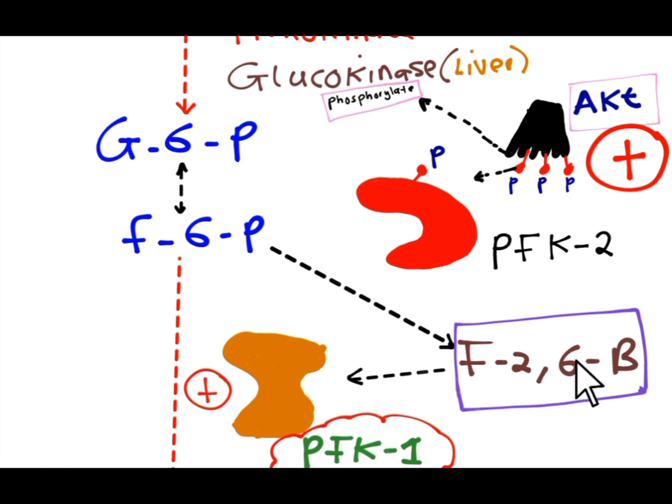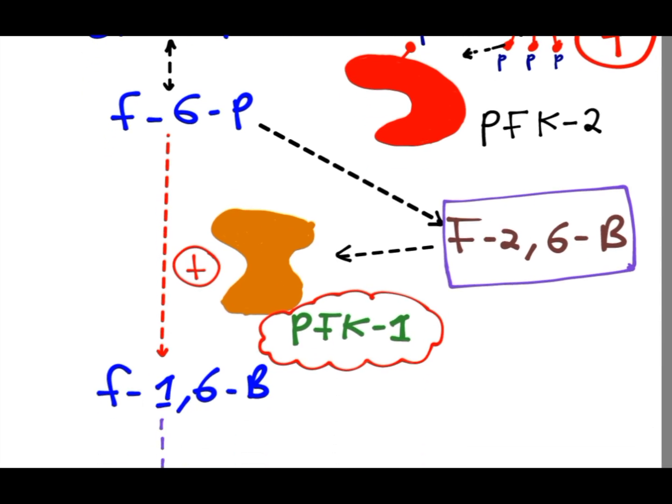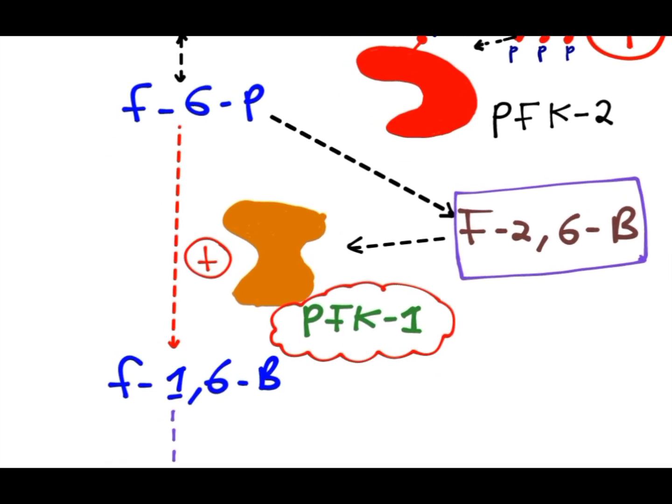But why are we making fructose 2,6-bisphosphate? Remember, fructose 6-phosphate can also be converted to fructose 1,6-bisphosphate. Pay particular attention to these two different kinds of molecules. Fructose 1,6-bisphosphate and fructose 2,6-bisphosphate. These are different molecules. There is two, there is one. So fructose 6-phosphate can also be converted to fructose 1,6-bisphosphate by an enzyme which is called PFK1.